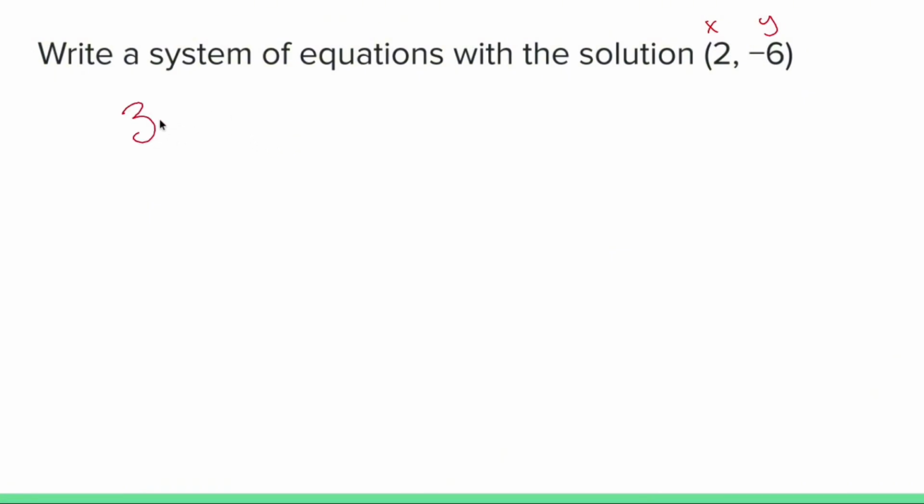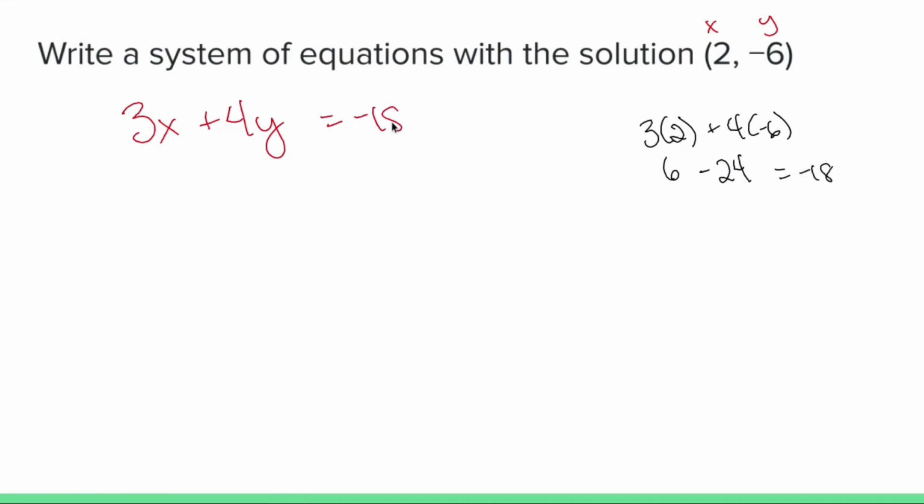If I do 3x plus 4y, if I were to use that as my solution, what I would do is in my head over here go, all right, well, what's 3 times 2 plus 4 times negative 6? Do a little bit of math. That would give you 6 minus 24, which is negative 18. So you would wrap up this guy by having it equal negative 18.